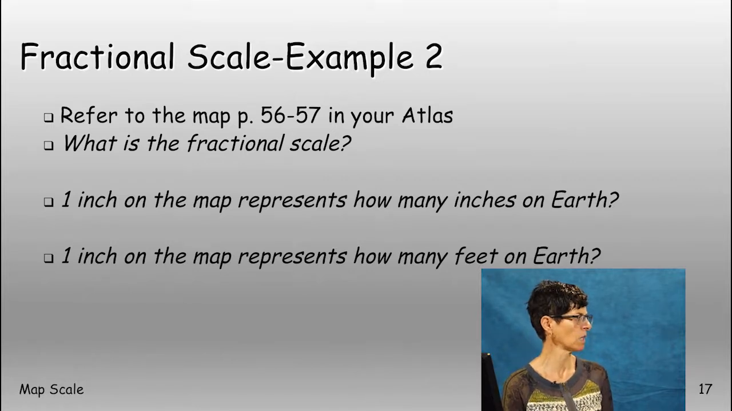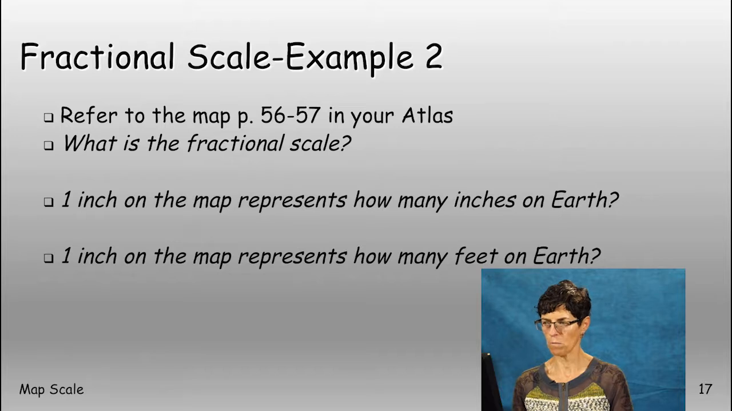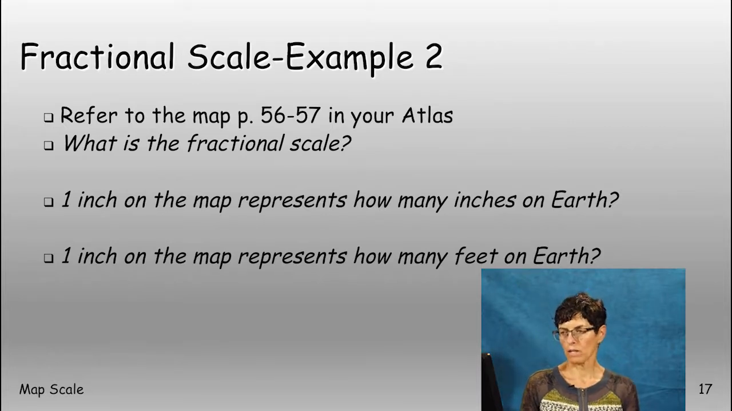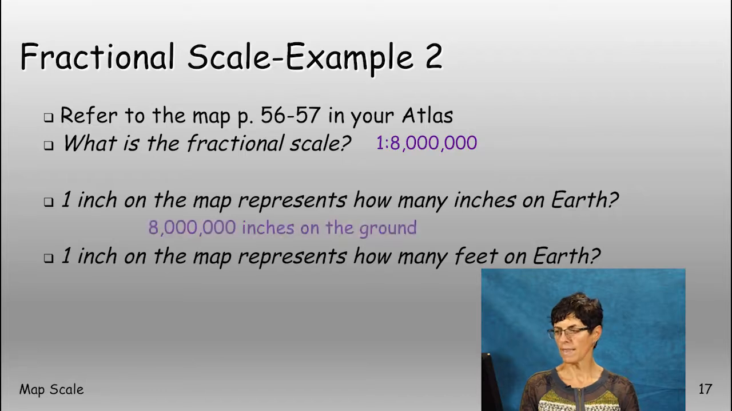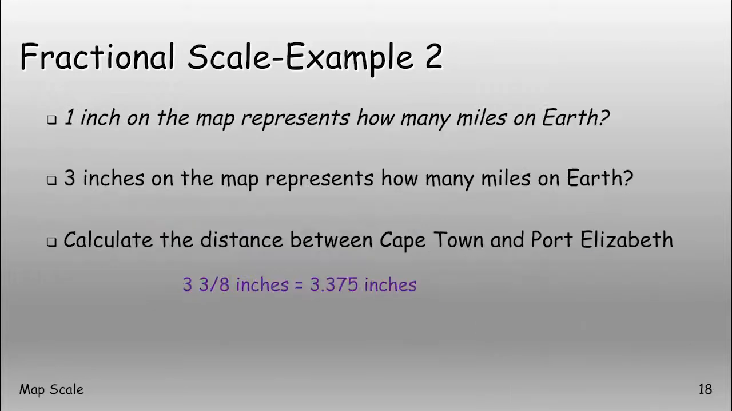So you find the fractional scale for the map in pages 56, 57. Typically they are at one of the corners of the map. So you need to find that fractional scale, and for that particular map, it's 1 to 8 million. When you try to figure out what 1 inch on the map represents on the Earth, it works the same as before. Now you have 1 inch on the map is 8 million inches on the ground. And then that distance on the ground or on Earth, you want to convert to feet and to miles. To convert to feet, you divide by 12. And then to convert to miles, you start from the 8 million inches and you divide by 63,360.